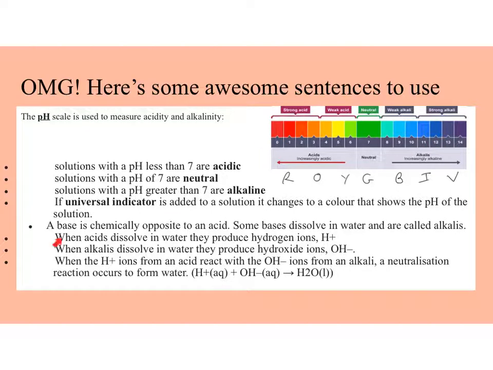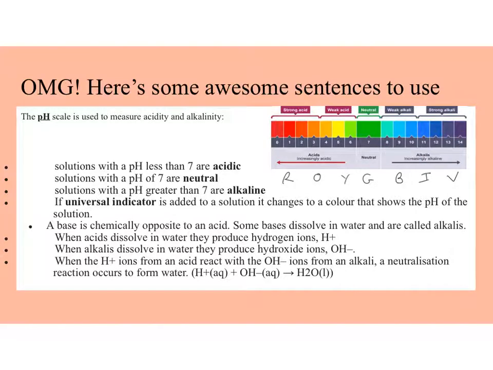A base is chemically opposite to an acid. This question comes up quite a lot, it's quite difficult. Some bases dissolve in water and are called alkalis. So an alkali is a base that dissolves in water. Everything above 7 is a base. Only the ones that dissolve in water are alkalis.